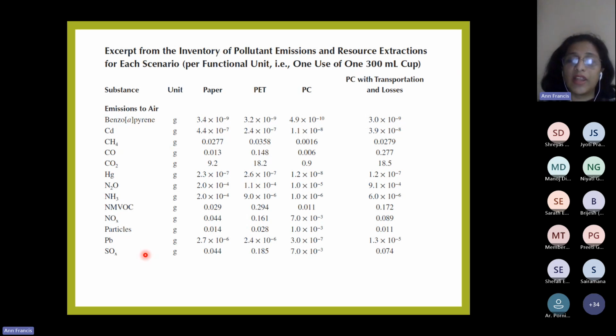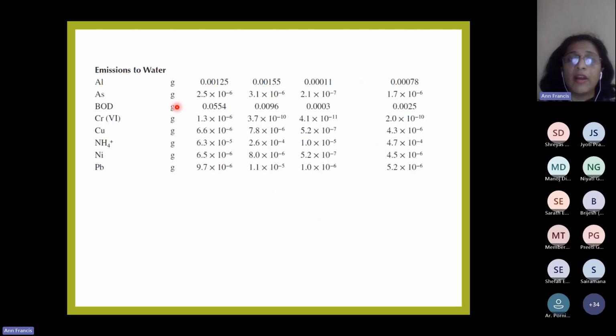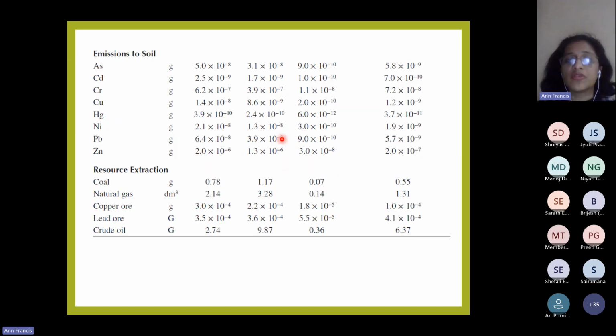There are instruments and methods by which we can quantify these emissions. But we have to do it in the labs, collect samples, and then somehow we can get the data: this is the emissions to the air and this is the emission to the water. Because of the whole process of making all of this, there are emissions to air, emissions to water, emissions to soil, and there is some resource extraction happening as well. So all of this data has to be quantified if we are doing a proper LCA.